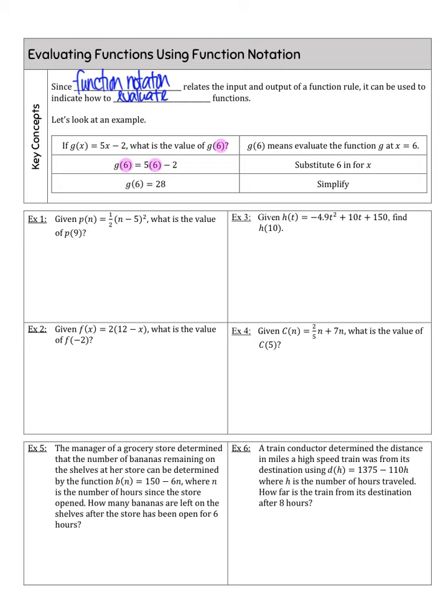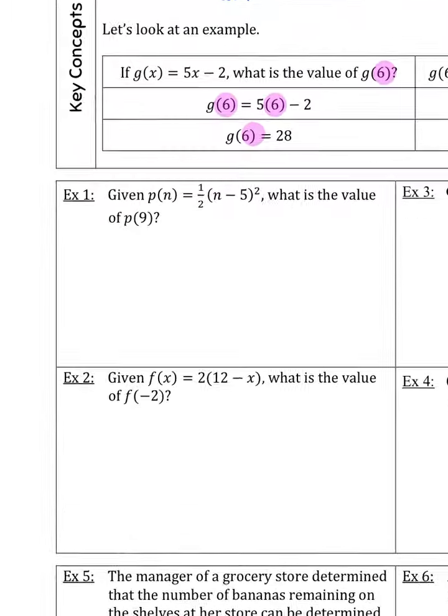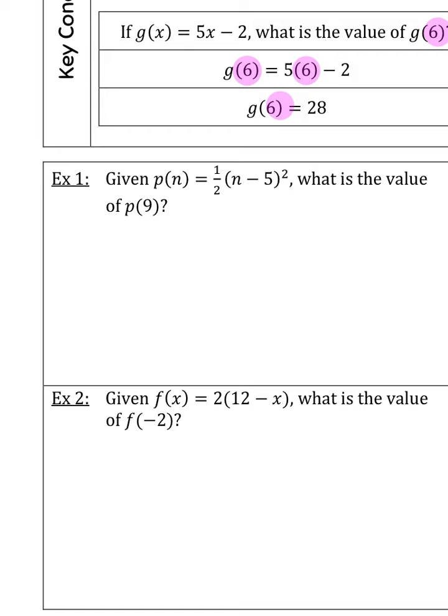5 open parentheses 6 minus 2. That will give you the evaluation of g of 6, and your answer will be 28. That is your simplified answer, and that is what you want in the very end. All right, everybody, let's try example number 1 together.